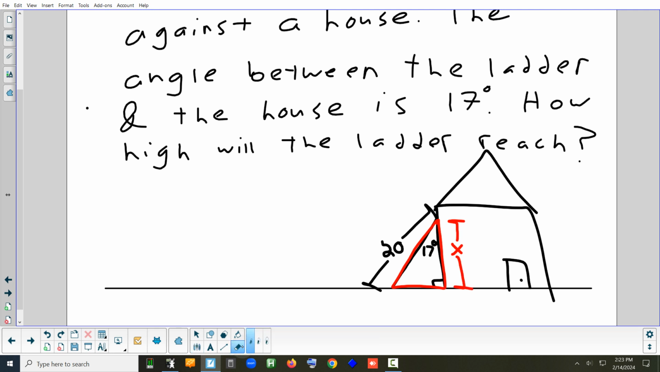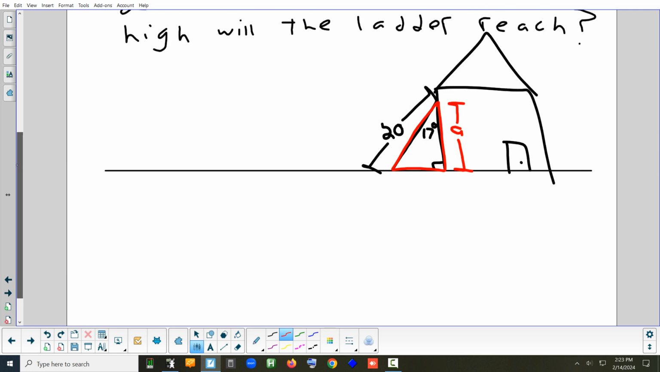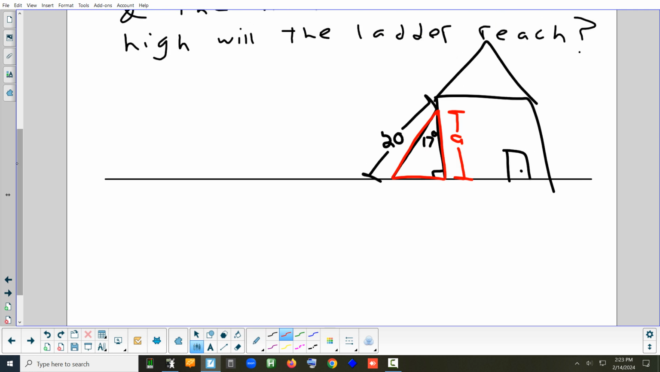I called it X. I think we've been using A or B. What letter you use doesn't really matter. All right, so let's look at what we know and what we're trying to find. What's the position of the side that's given? Hypotenuse. What's the position of the side we want to know? A, adjacent. What trig function involves those two? Cosine.